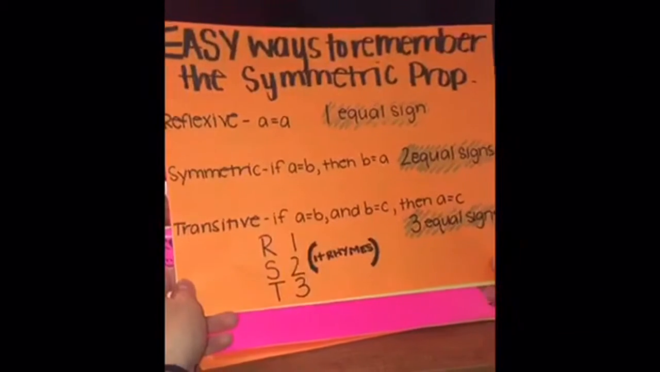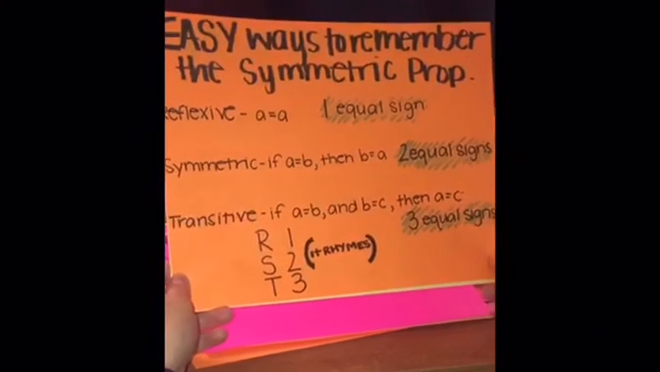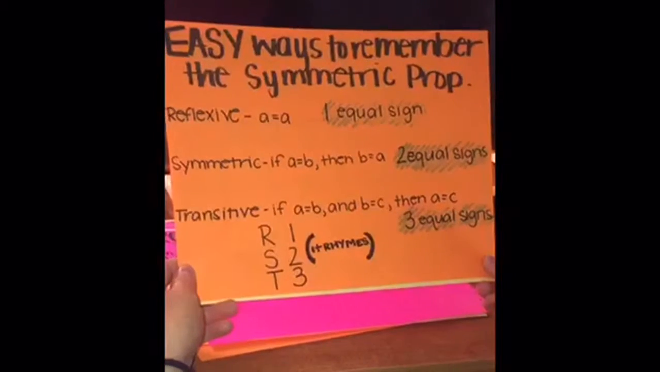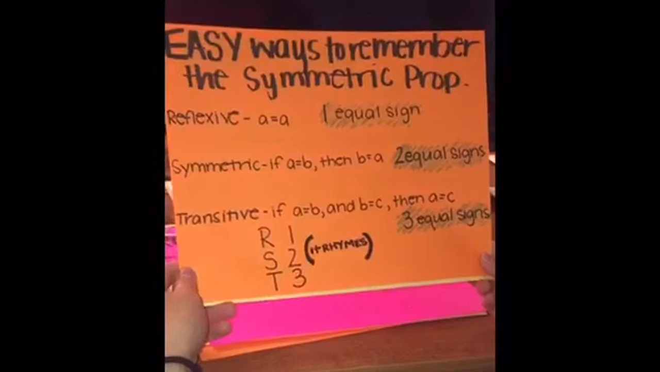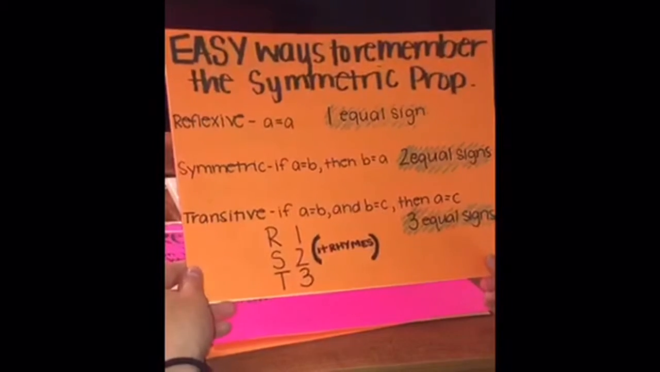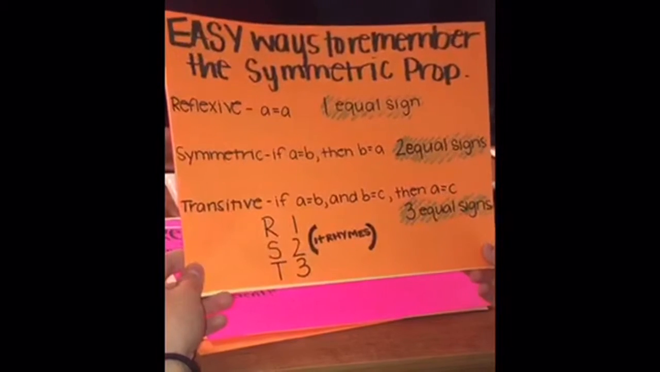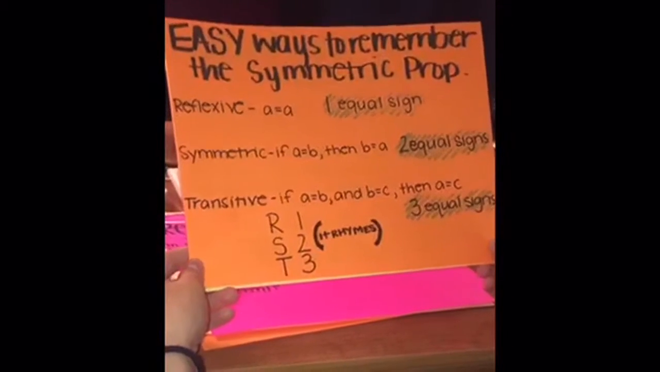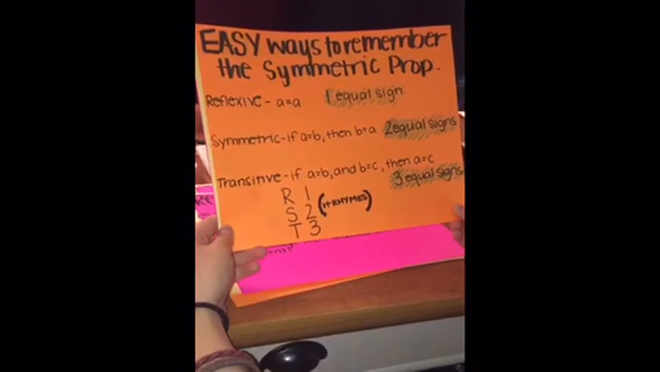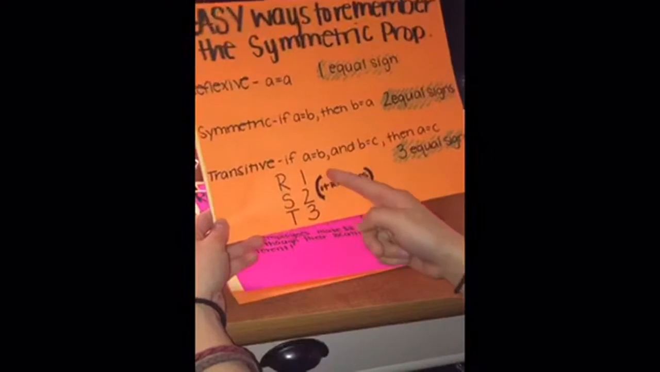Easy ways to remember the symmetric property. Reflexive is A equals A, it has one equal sign in it. Symmetric is if A equals B, then B equals A, it has two equal signs in it. Transitive is if A equals B and B equals C, then A equals C. It has three equal signs in it. RST 1, 2, 3 is an easy way to remember it because it rhymes and it shows you how many equal signs are beside each property.